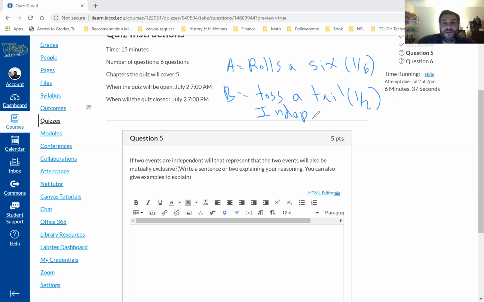Then you could look at these two events and ask yourself, are they mutually exclusive? If I roll a 6, does that make it impossible for me to flip a coin and get tail? No. So for the answer for number 5, you just have to say no and then put whatever reason why. If you put an example, the example is the easiest way to show why it's not mutually exclusive, because rolling a 6 and tossing a tail are not mutually exclusive.